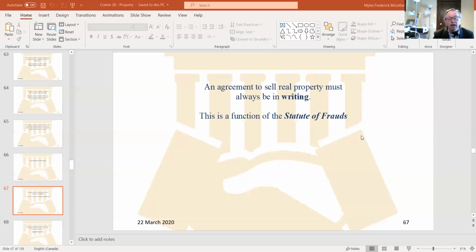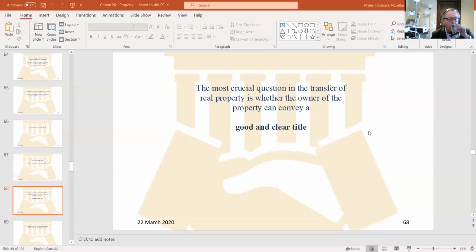So all this simply says is, if you're going to deal with real estate, if you're going to enter into an agreement to sell it, or you're going to actually sell it by way of a transfer, it has to be in writing. The most important thing with respect to the transfer of real property is whether in fact the owner of the real property can transfer the title to you or to whoever is buying it, and give what's called a good and clear title. That's incredibly important, because if you're buying a piece of real estate, you want to make sure that what you're getting is what you in fact expect to get, which is a good and clear title.